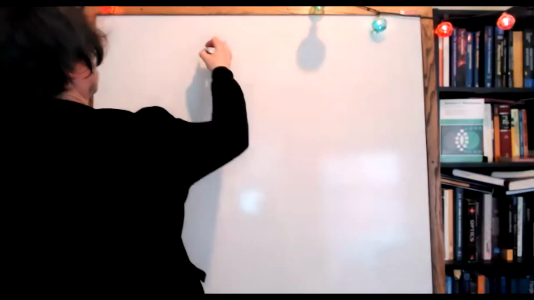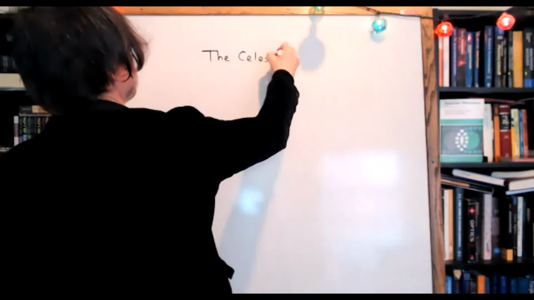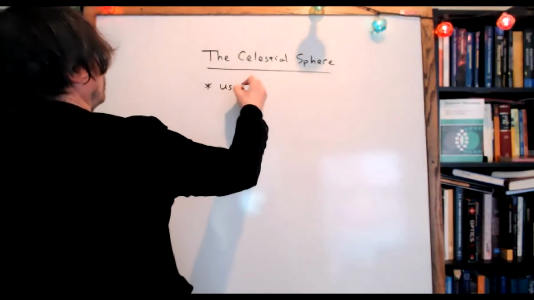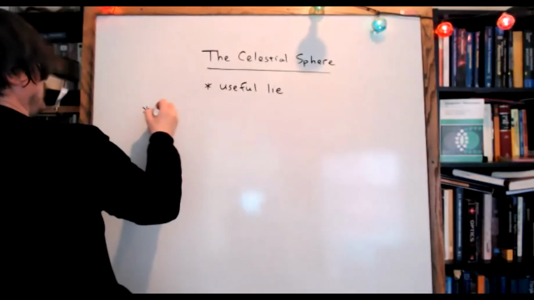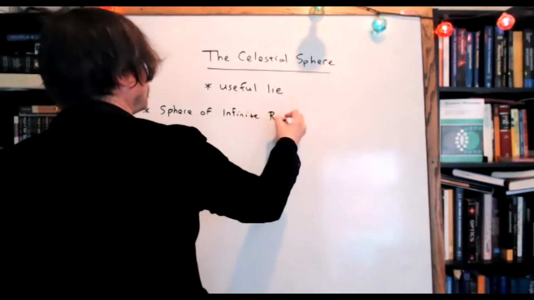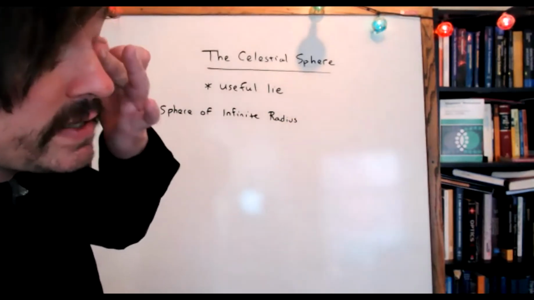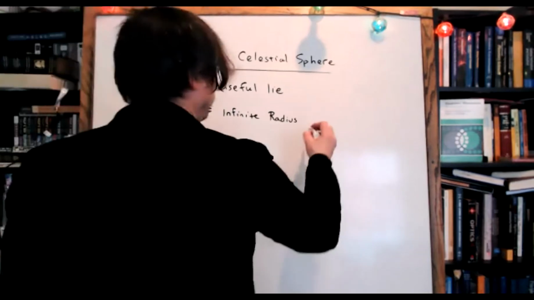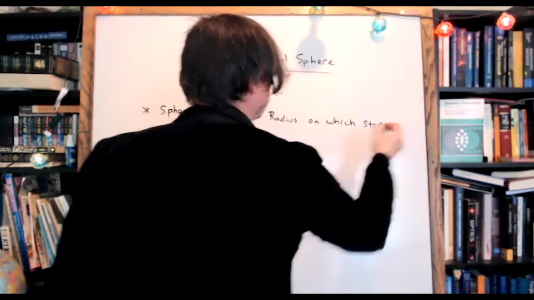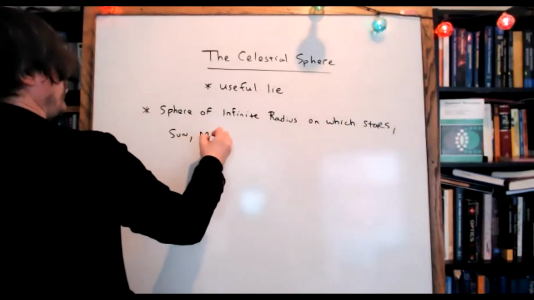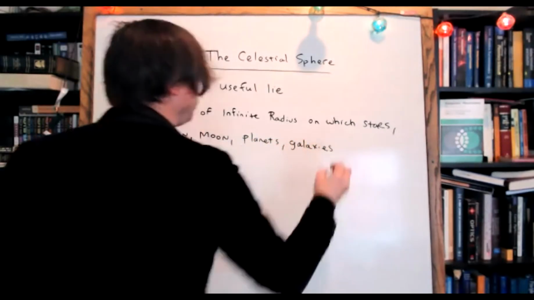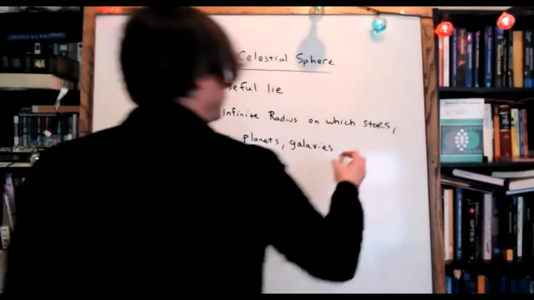So let's start with a few ideas. Let's talk about the celestial sphere. The celestial sphere is a useful lie. It is a sphere of infinite radius. That basically means we're not going to worry about the distance. We're just going to imagine it as infinitely far away. It's a sphere of infinite radius on which stars, the sun, the moon, planets, galaxies, anything you can imagine, anything that's up seems to rotate.